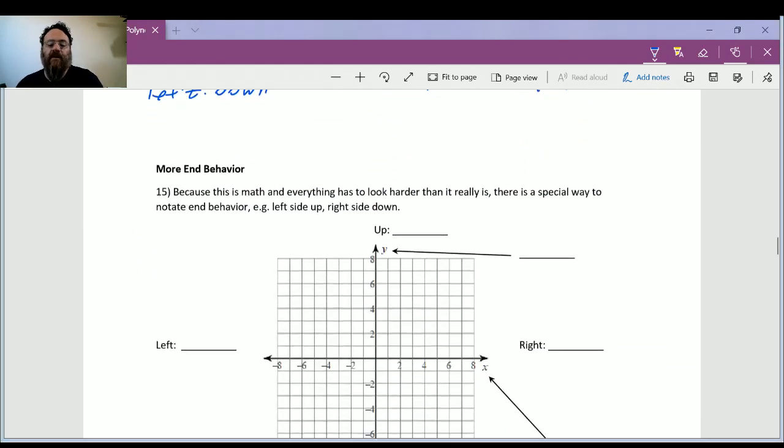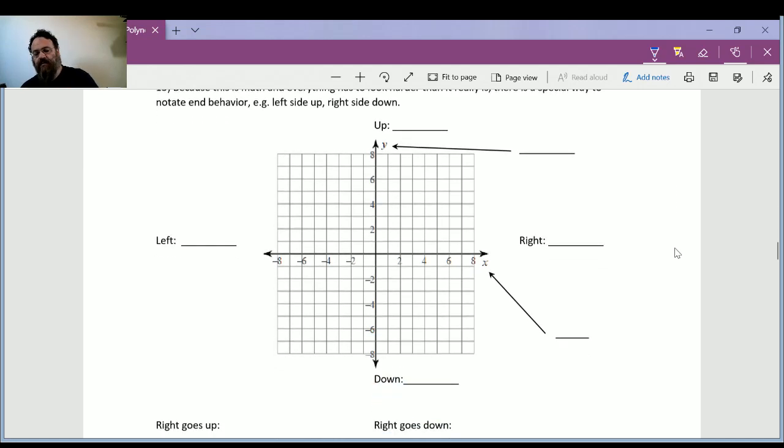Now that's everything you have to know for end behavior. Now the added bit here, and as you can see how I wrote this, because this is math, and everything has to look harder than it really is. There's a certain way that somebody at some point, I wasn't at that meeting 1,000 years ago, that you're supposed to notate end behavior. So take a look at this coordinate plane.